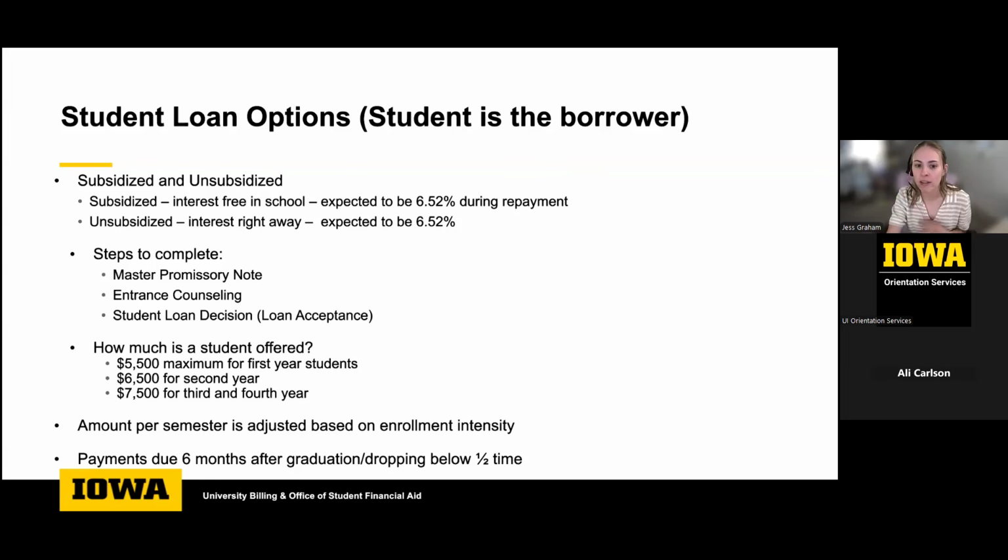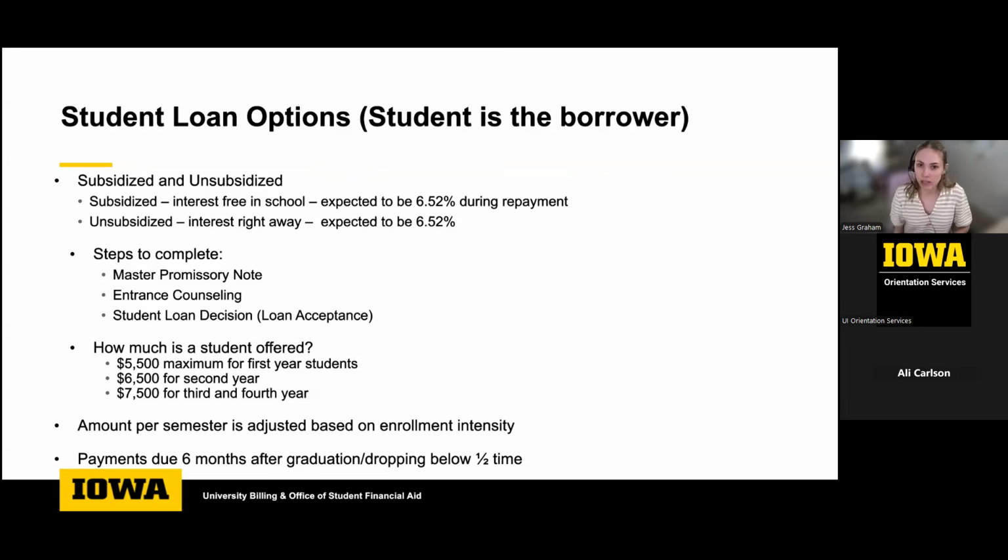How much a student is offered in the federal loans is dependent upon their grade level. And when I say grade level, I mean how many college credits they have completed. So, $5,500 for students that are considered first year. If your student has enough credits to be considered a second year student, they'll be eligible for $6,500, and then students in their third and fourth year are eligible for up to $7,500 in the federal Stafford loans. These amounts are split between the fall and spring semester.